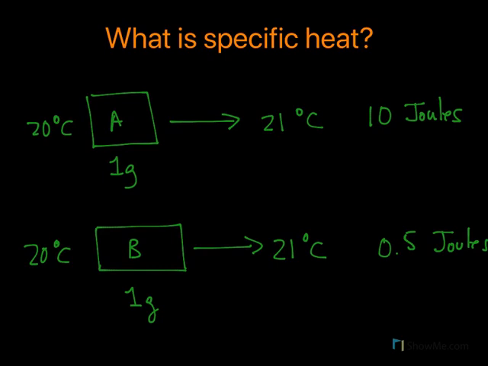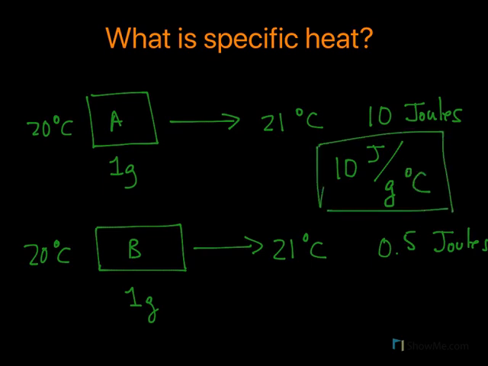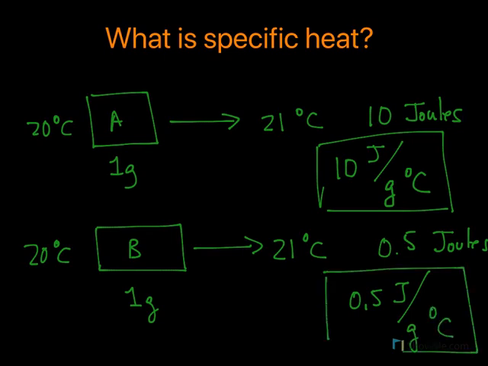Okay? So we've actually found out the specific heat of each material, meaning that for material A, the specific heat is going to be 10 joules needed to increase 1 gram of this material 1 degree Celsius up. So that's written like this. So this is the specific heat then for material A. For material B, it becomes 0.5 joules needed to increase 1 gram of this material 1 Celsius degree up. So that is specific heat.